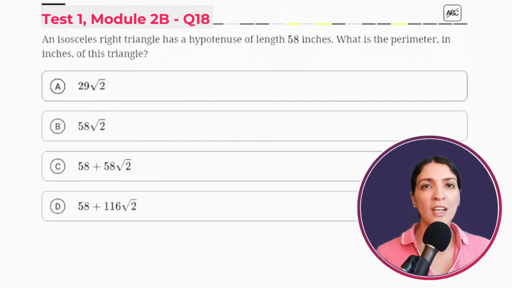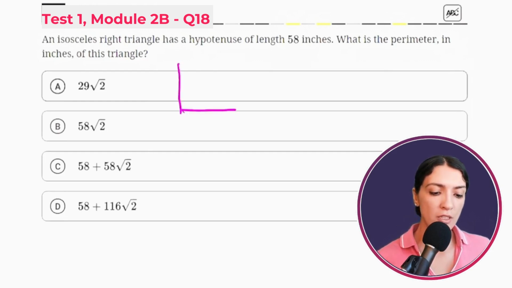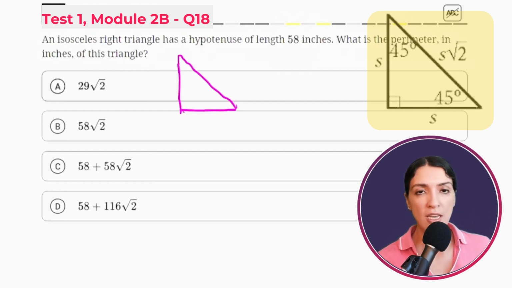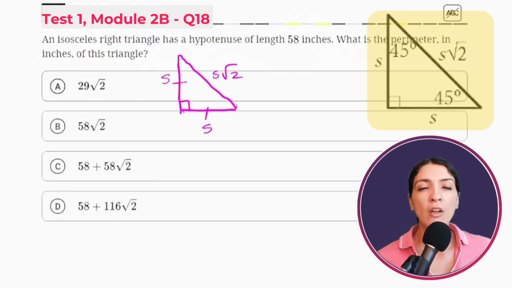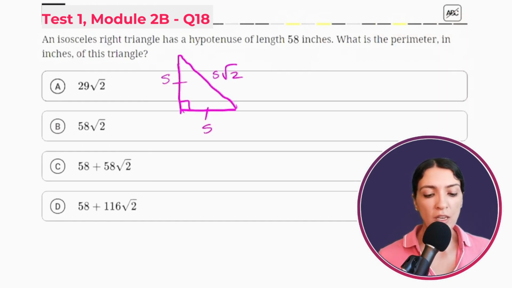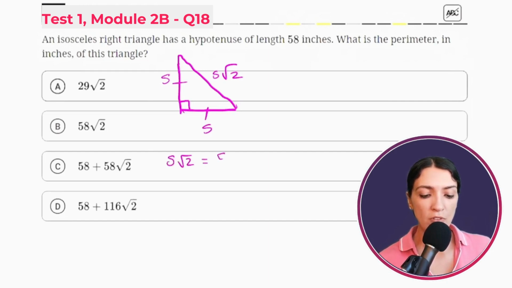This question involves an isosceles right triangle, or the 45-45-90 triangle. Hopefully you'll have the proportions of this triangle memorized, but in case you forgot, you can look at the formula sheet on the test, which you'll see is given that the hypotenuse is s root 2, and that each side is s. We're asked to find the perimeter of this triangle given the hypotenuse. Hypotenuse is 58, which means s times square root 2 equals 58. Now, in order to find s, we can divide both sides by square root 2, and we get s to be 58 over square root 2.